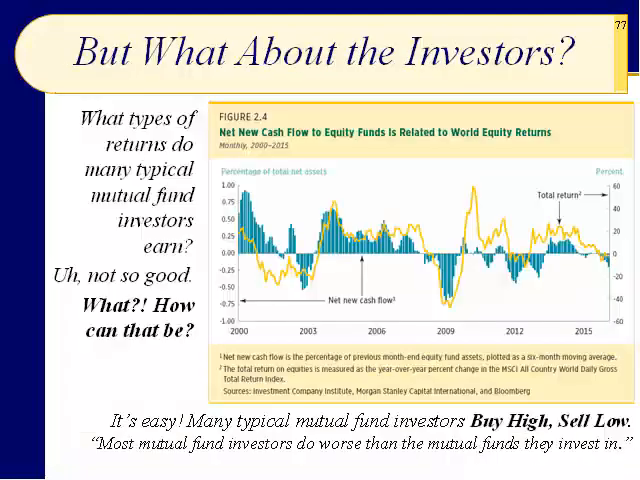Yeah. Okay. 77. What about the investors? What types of returns do many typical mutual fund investors earn? Not so good. Wait a minute. How can that be? How could mutual fund investors do worse than the mutual funds they invest in? Well, it's actually pretty easy. Many typical mutual fund investors buy high, sell low. And there's a saying in the industry, and now this graph, it's a company called, who put this out? I forget who actually came up with this originally.